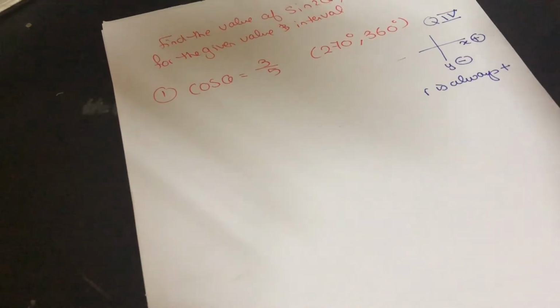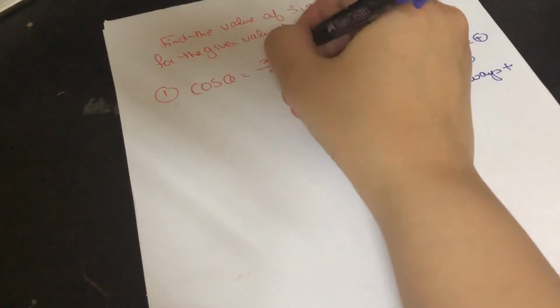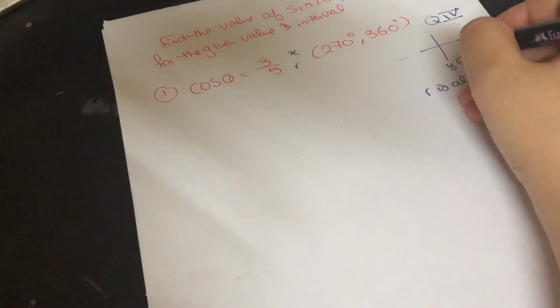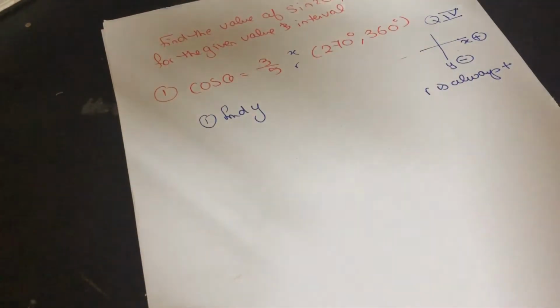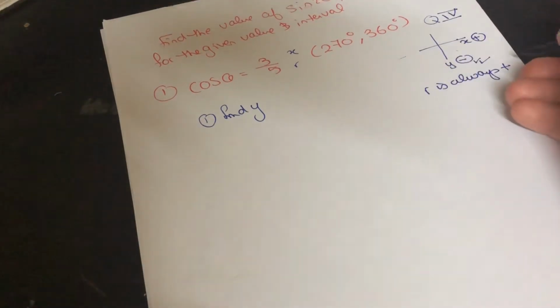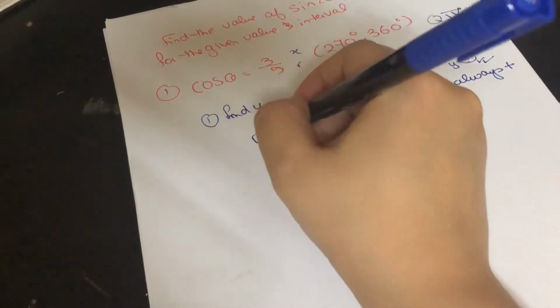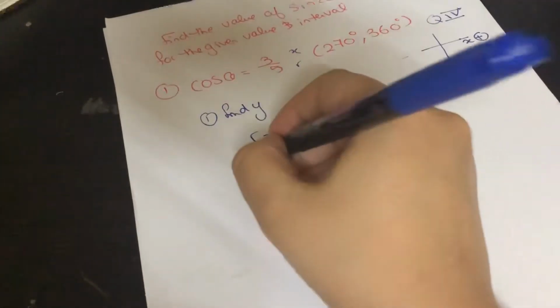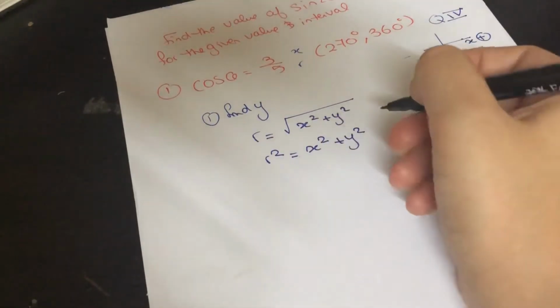So this point is somewhere 3 units on x. Remember, cosine theta is equal to x over r. It's 3 units in x and its r is 5. The first step, you must find y, and you must know that y over here is negative according to the quadrant, because the rule will not help you. The rule will tell you, as we know, r squared is equal to x squared plus y squared.